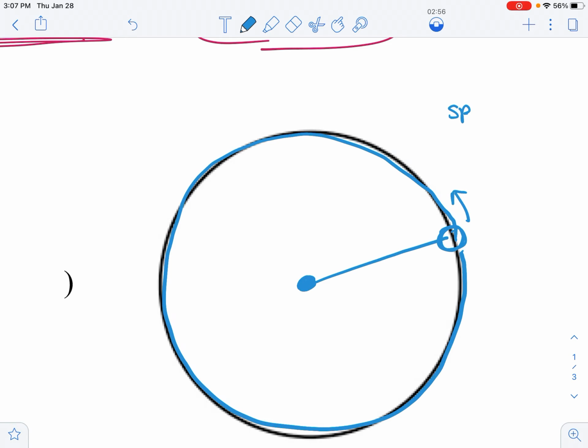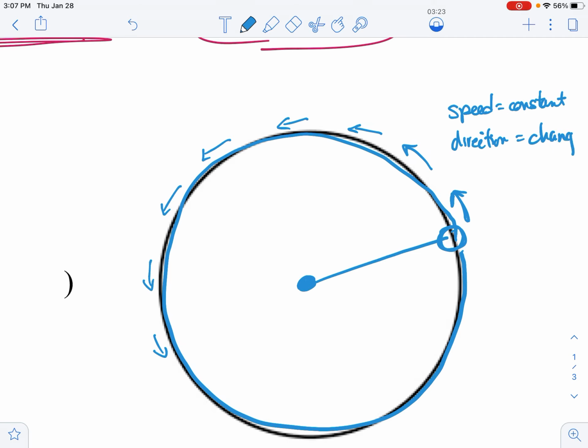Now our speed is going to be constant, but what's happening to the direction that this thing is moving? So it's moving like this, but then it's also moving that way, and it's moving this way, and it's moving like this. You get the idea, right? As you go around the circle, its direction is constantly changing. And because the direction is changing, that means that this thing is accelerating.